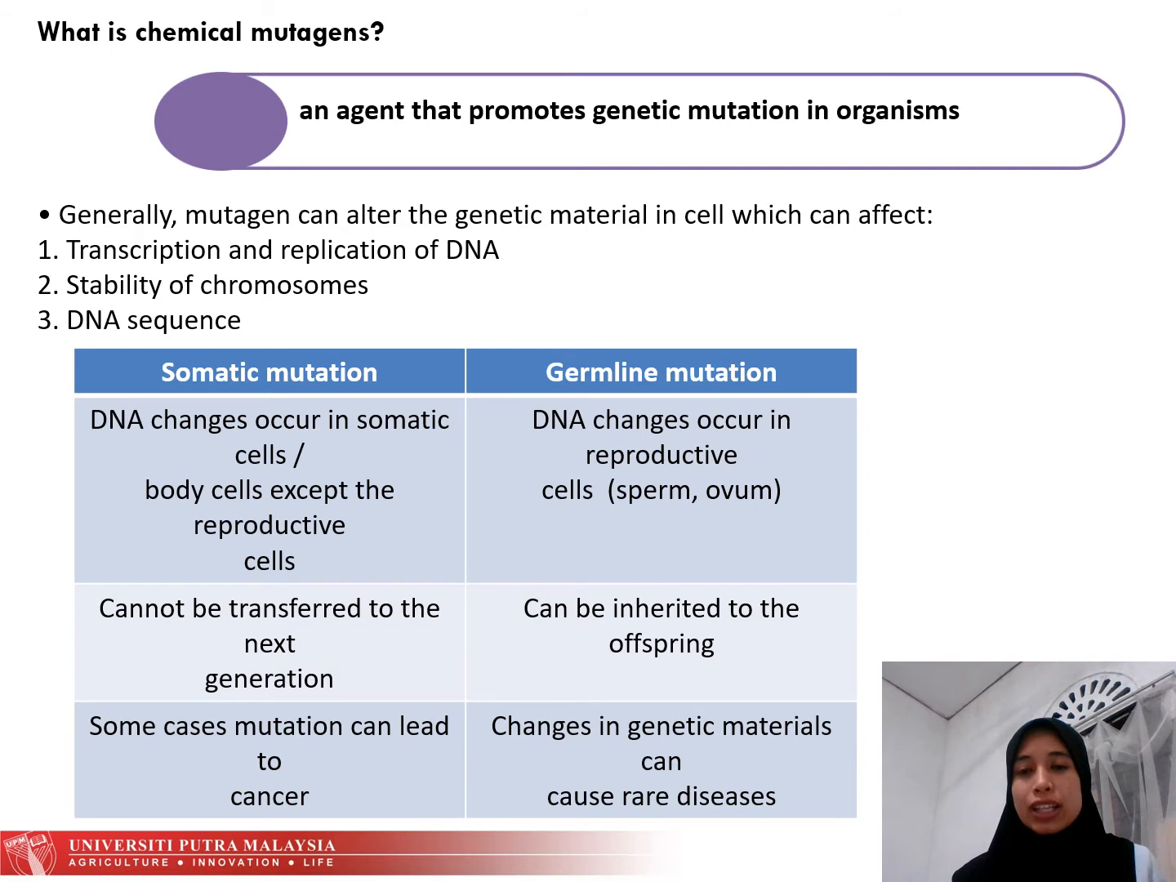So we have two different types of mutation, which are somatic mutations and germline mutations. In somatic mutation, the DNA changes occur in somatic cells, except the reproductive cells, while in germline mutation, the DNA changes occur in the reproductive cells. Somatic mutations cannot be transferred to the next generation, while germline mutations can be inherited by the offspring. In some cases, somatic mutations can lead to cancer, while germline mutations can cause rare diseases.